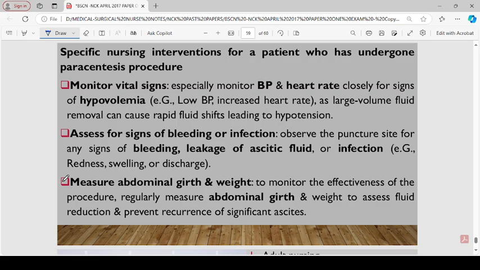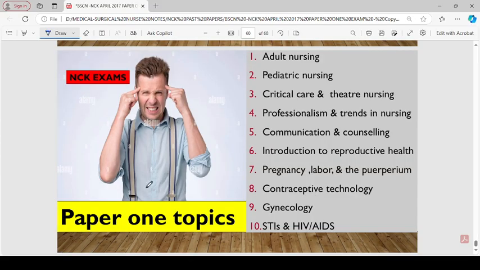Specific interventions: you monitor vital signs, assess for signs of bleeding or infection, and measure abdominal girth and weight. Those are some of the specific interventions after undergoing paracentesis.